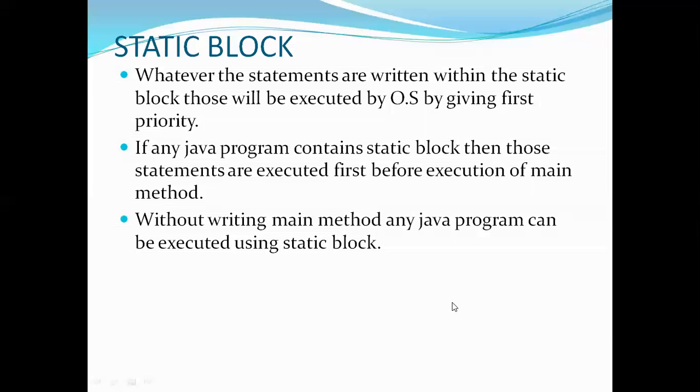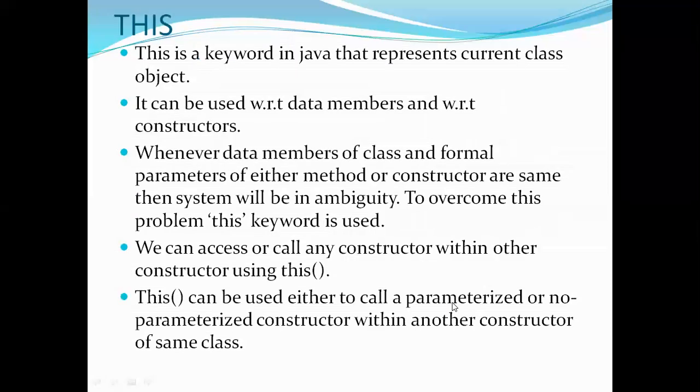Then next I am going to discuss the this keyword. Now what is the this keyword? This is a keyword in Java which represents the current class object. That is, the this keyword can be used in two different ways: with respect to data members and with respect to constructors.